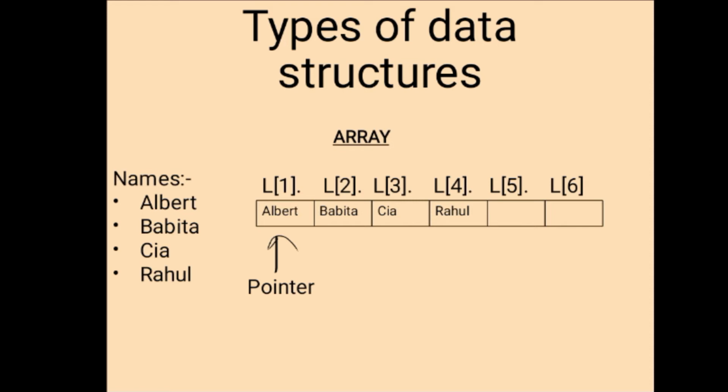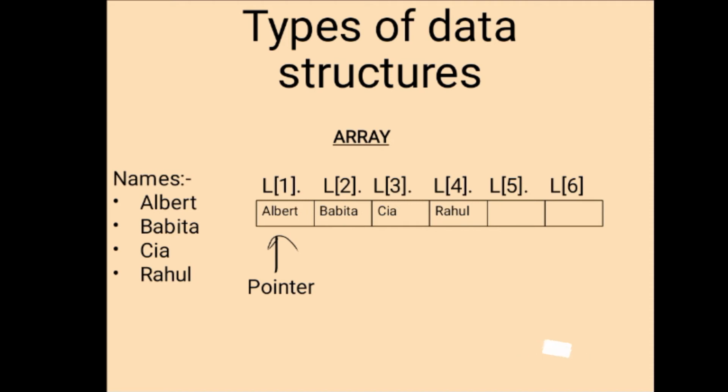So if the computer wants to perform some operation, for example a searching operation, like we want to search Rahul, the pointer is always pointing towards the first block of the array. Pointer is nothing but it denotes that this array starts from here, and the processor starts looking from here and searches for Rahul in L1.